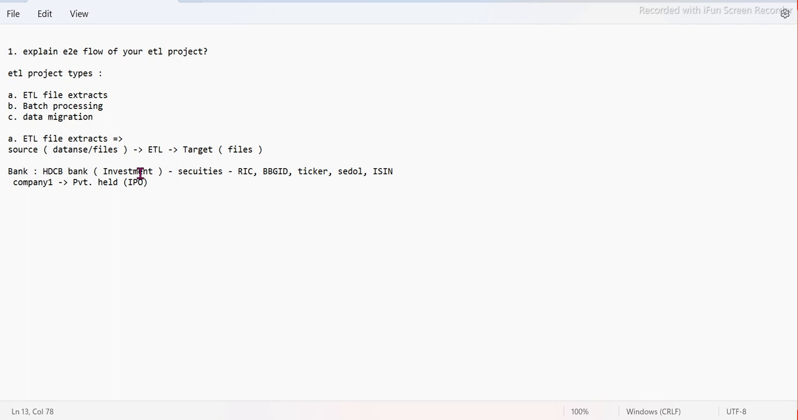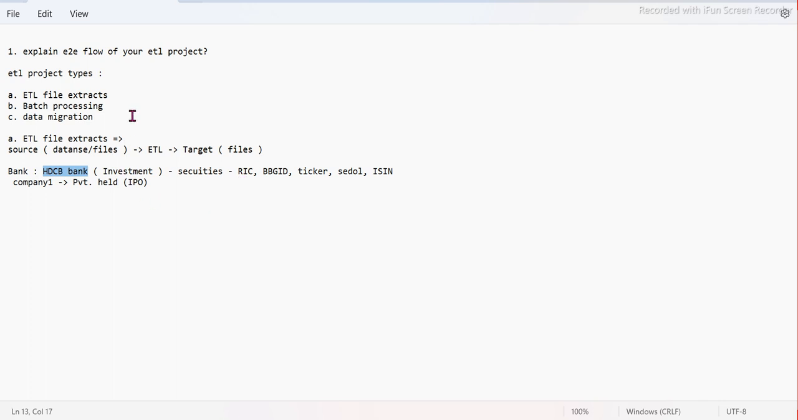In that case, this bank cannot manage all these things, right? So what they do is they subscribe to data from some data vendors, for example, Bloomberg or Reuters, right? All these data providers will charge a certain amount and say, okay, I will send you this file on a daily basis before the market opens. You load it and then you are good.